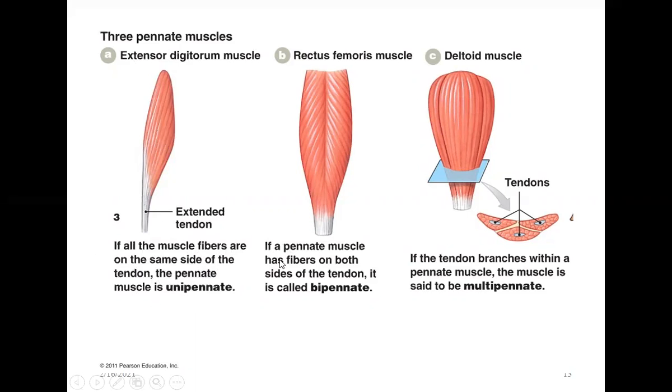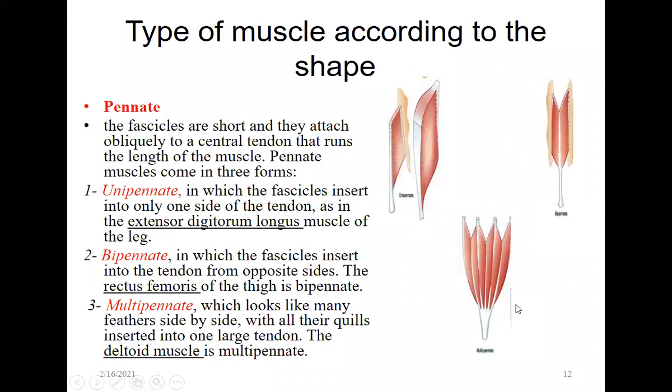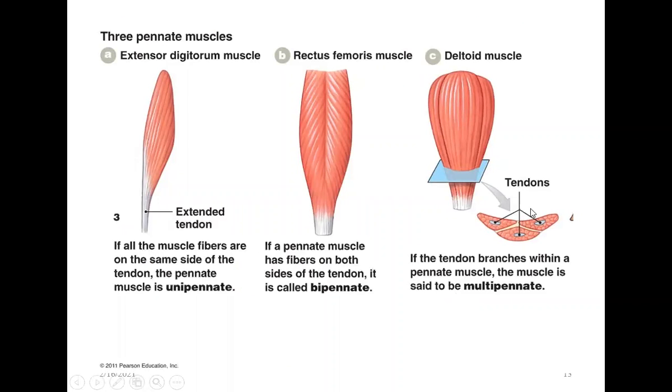If the pinnate muscle has fibers in both directions, there are two directions, one and two. These fibers are going like this, these fibers are going like this. This is called the bipinnate. Multipinnate, if there are multiple directions, this is going, and many other fibers are going in different directions. That is called the multipinnate, as we saw here. So the best example for this is, as we said, the deltoid muscle. Bipinnate, the example is the rectus femoris, again a muscle of the lower limb.